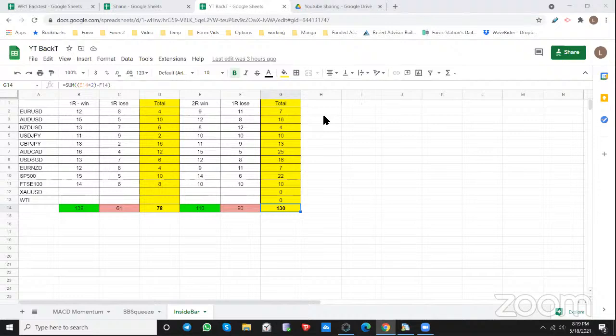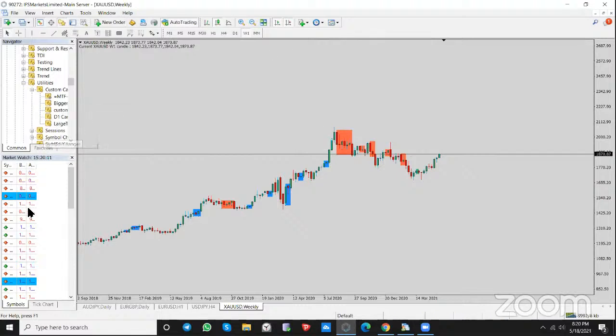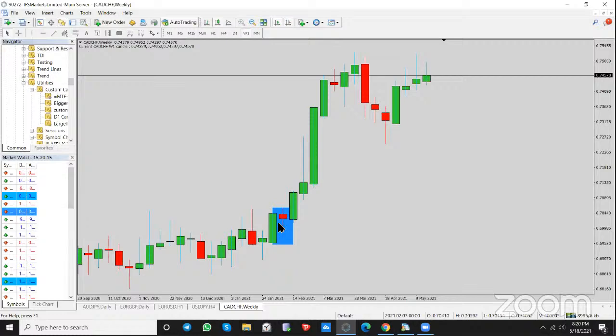So why... someone asked, why trade the bar that breaks out and not the inside bar itself? Well, the thing is that when an inside bar happens, okay, I'll just erase all this. I'll just put in another pair. Okay, so when this inside bar happens, right?